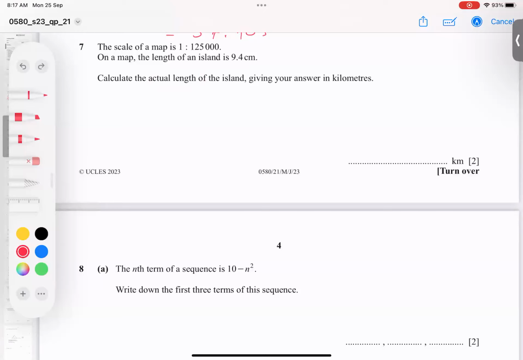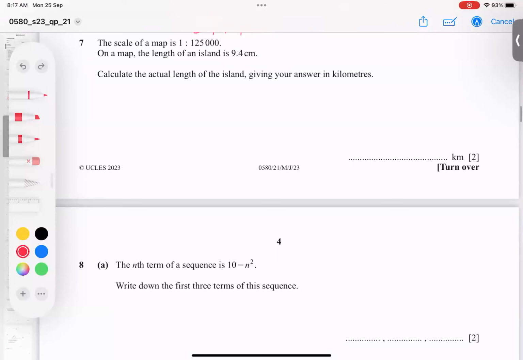Actually we have a formula for this, this is similarity concept. The actual is always bigger, and on the map always smaller. So I write length of large by length of small, ratio of the large by ratio of the small. In case of length, I will use this formula as it is.